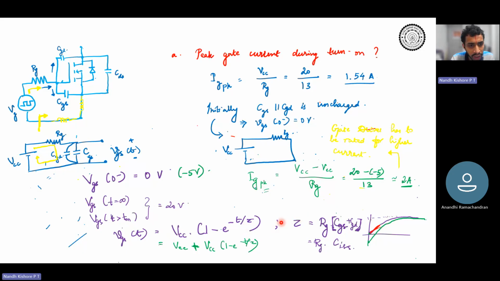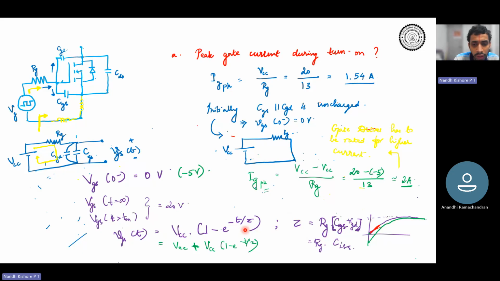What is the time constant? Tau is equal to R into C, that is RG into CGS parallel to CGD, or RG into CISS. So this is your tau. How is your gate source voltage going to increase? It's going to follow a profile something like this, VCC into 1 minus e power minus t by tau.